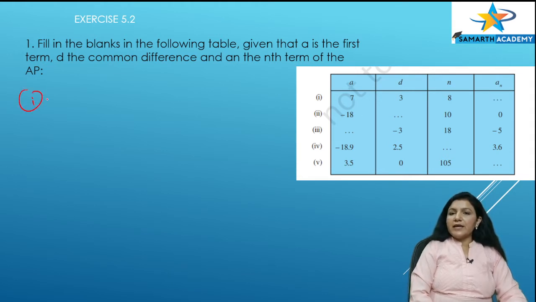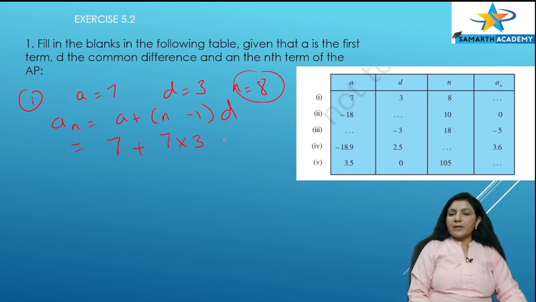For the first one, A is 7, D is 3 and n is equal to 8. AN is asked. We know AN is equal to A plus n minus 1 into D. Substitute the given values. 7 plus 8 minus 1, 7, into D which is 3. This becomes 7 plus 7 into 3, 21. While calculating, we use the BODMAS rule. In BODMAS rule, the multiplication comes first. So we'll multiply this and then add to 7. So the nth term is 28.